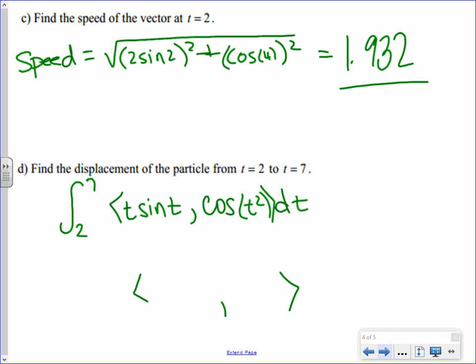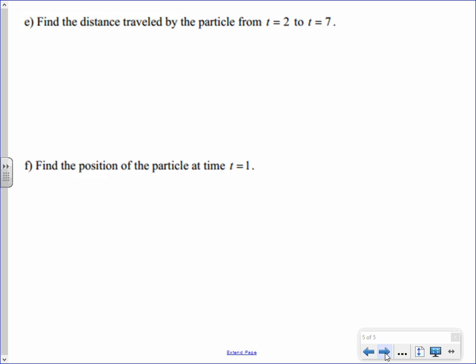Anybody have the horizontal component yet? That's negative 6.36. Awesome. 0.097, do you agree with that vertical component? Okay, so what does this mean? From the time t equals 2 to the time t equals 7, our particle has gone to the left 6.362 units and up 0.097 units. That's what's happening. Okay. Find the distance traveled.